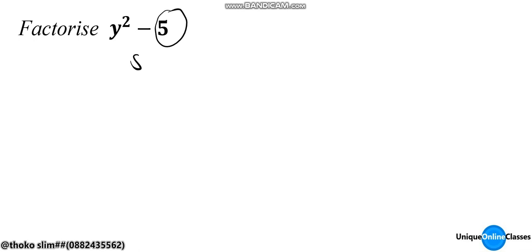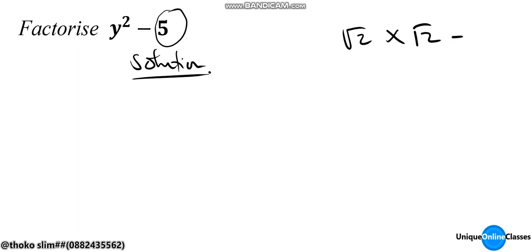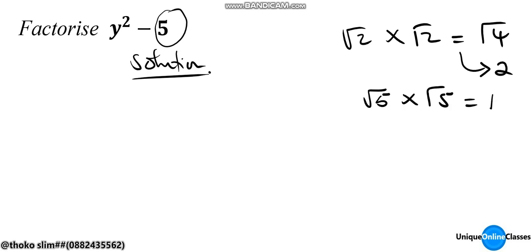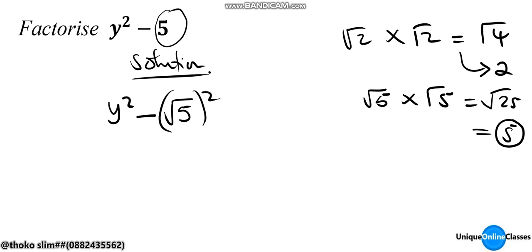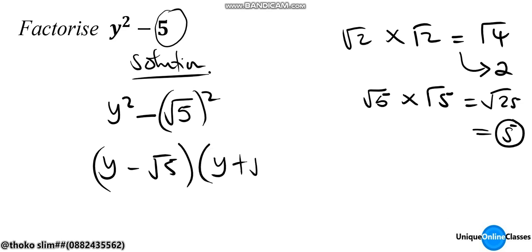The number is not a whole number, so we use the square root of 5. If you put the square root of 5 times the square root of 5, you get 5, and the square root of 25 is 5. So in this one, you write y squared minus the square root of 5, squared, because if we square that one, we get 5. So here we have y minus the square root of 5, then another bracket will be y plus the square root of 5.